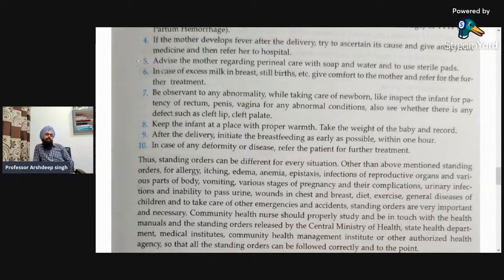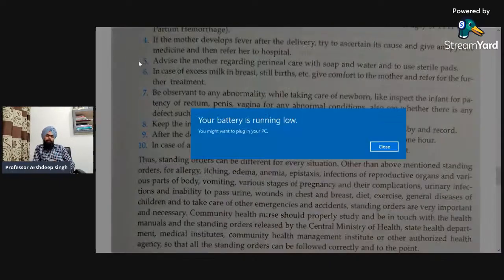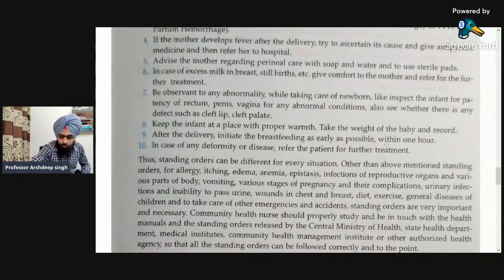In many cases the baby has a low birth weight, so we have to provide kangaroo mother care, in which the baby is breastfed and wrapped around the chest of the mother. Next, take the weight of the baby and record it. As I said, the baby may have a low birth weight, so we have to record that.